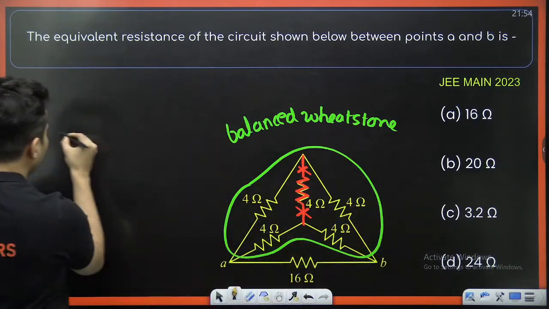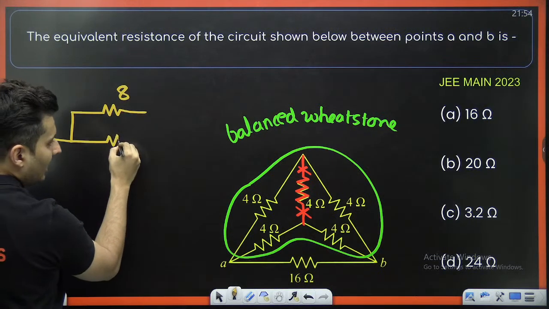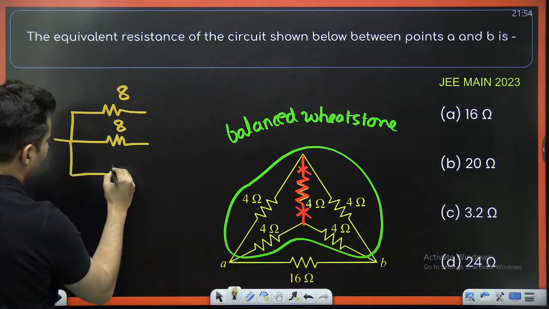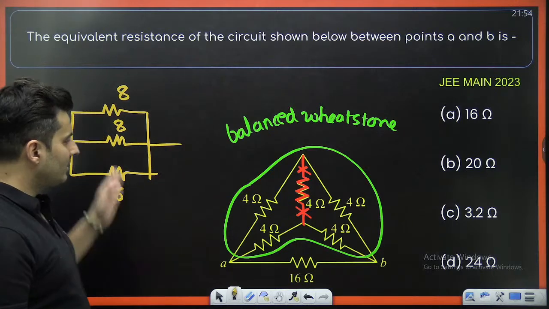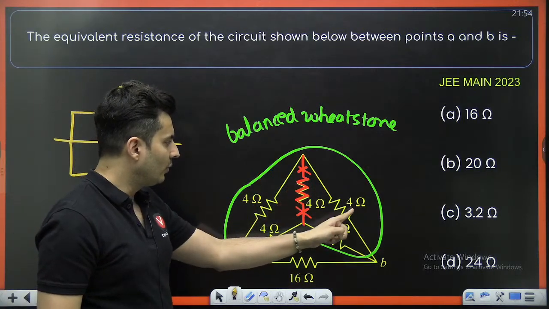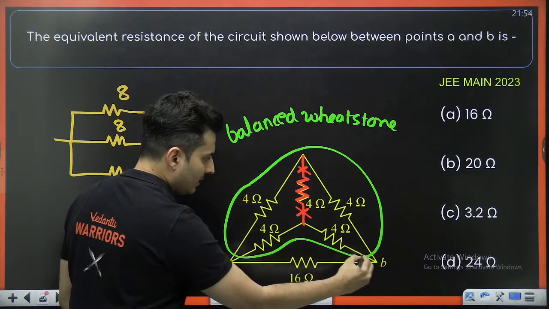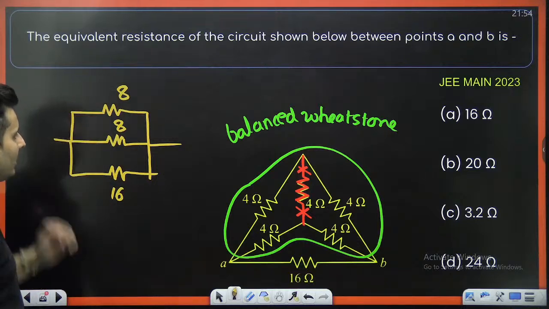So essentially you have 4 and 4, which makes it 8, and then this 4 and 4, which also makes it 8, and at the bottom you have 16. Just 3 resistors in parallel. You can see this and this are in series, this and this are in series, and this is one single resistance, and all of them are in parallel.